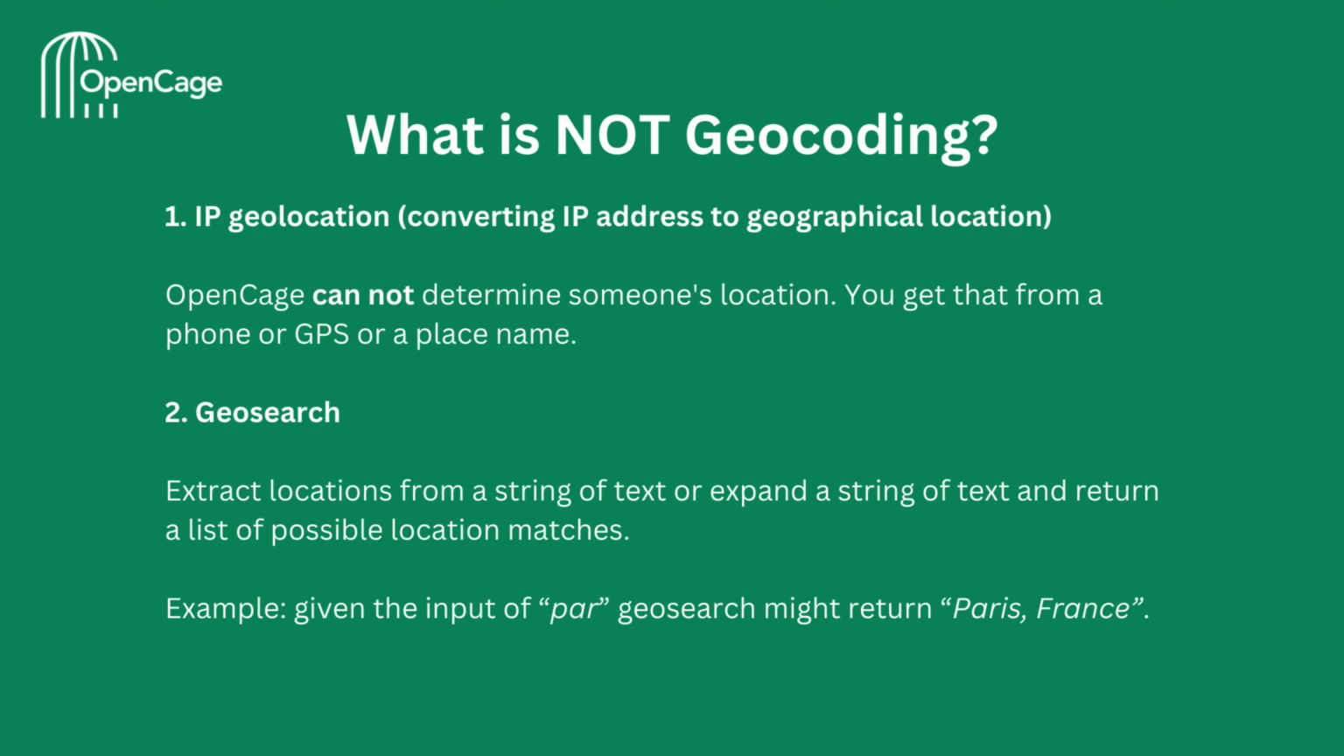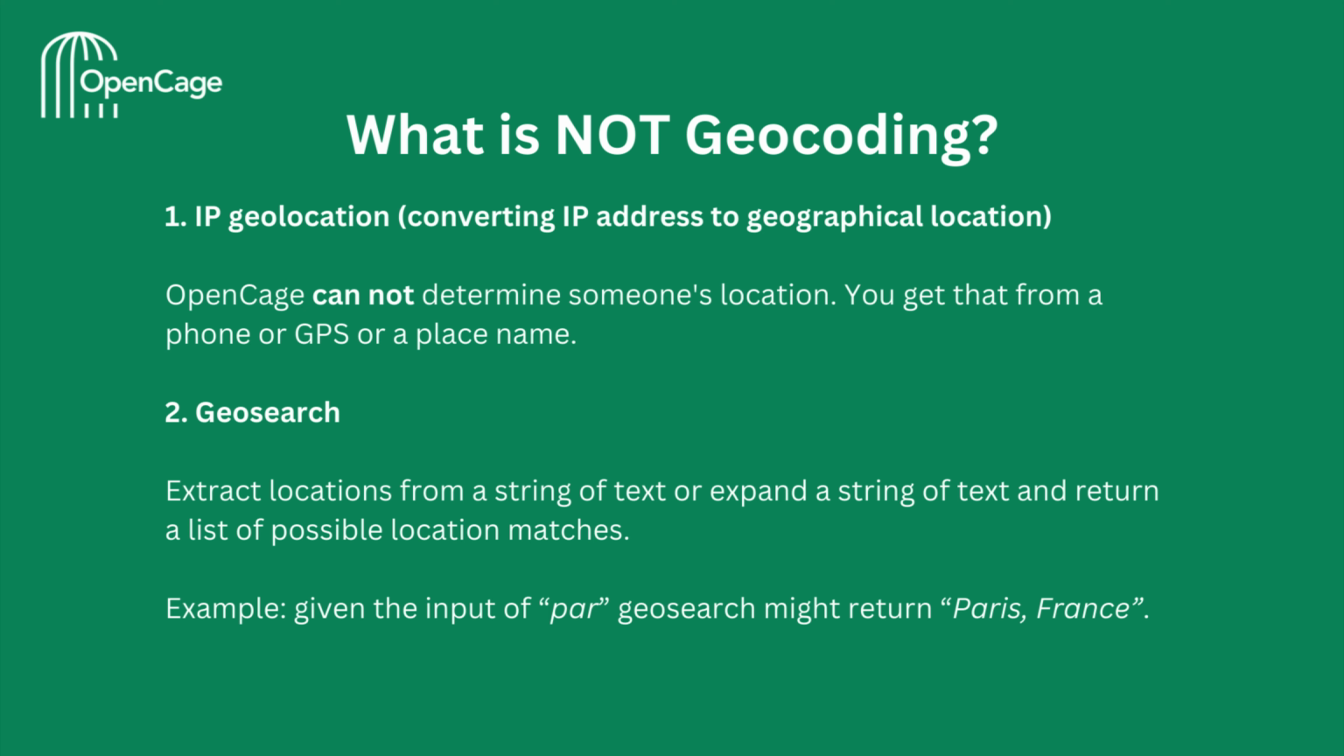One more important thing to highlight is what is not geocoding. Geocoding is not IP geolocation or geosearch. IP geolocation is for converting IP addresses to geographical locations. OpenCage cannot magically determine someone's location. You get that from a phone or GPS or a place name.